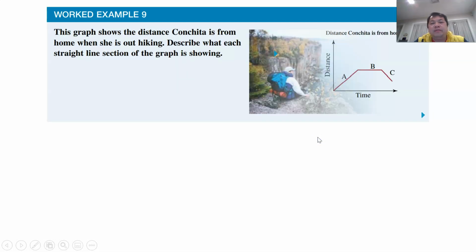What about a distance time graph? A distance time graph can be quite interesting. People always get confused over a distance time graph versus a speed time graph. A distance time graph actually tells you a few things. As you can see, you have A, B, and C here. So what's exactly happening between A, B, and C?